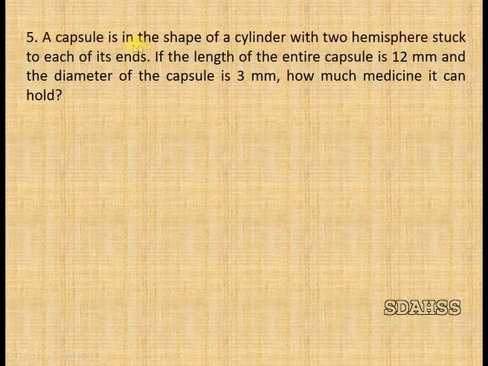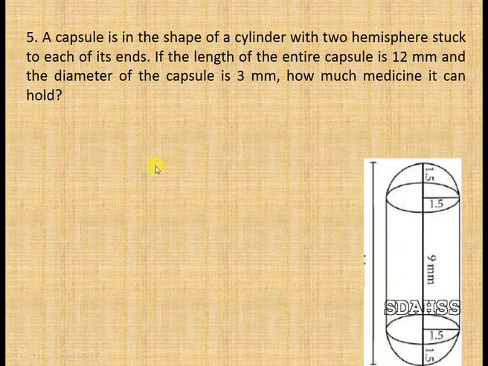Fifth sum. A capsule is in the shape of a cylinder with two hemispheres stuck to each of its ends. If the length of the entire capsule is 12 mm and the diameter of the capsule is 3 mm, how much medicine it can hold?